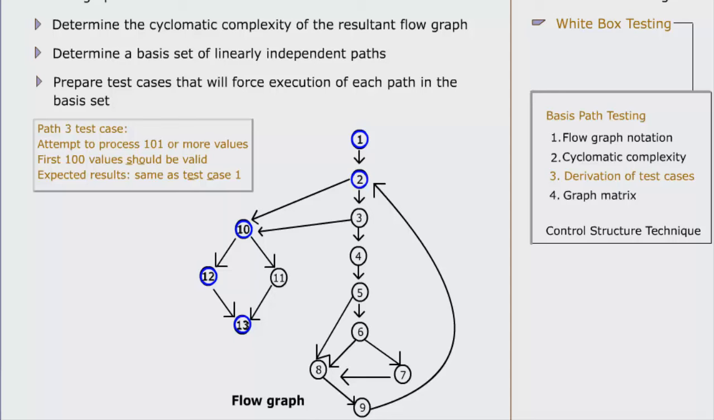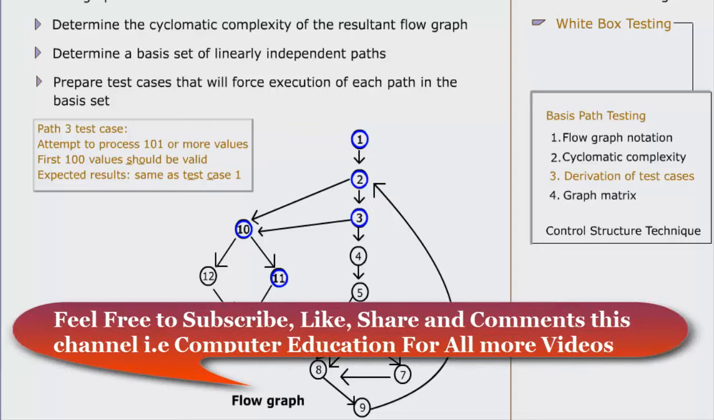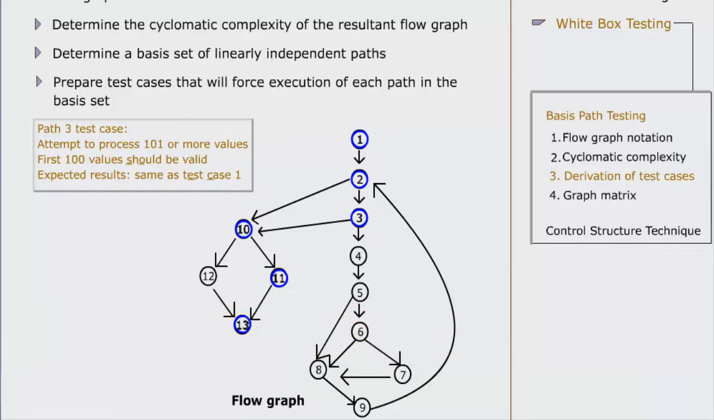Let's consider path 3 now. The test case for this path would be to attempt to process 101 or more values. The first 100 values should be valid. Expected results are the correct average based on valid input values and proper totals. It would not process any value of I which is greater than 100.